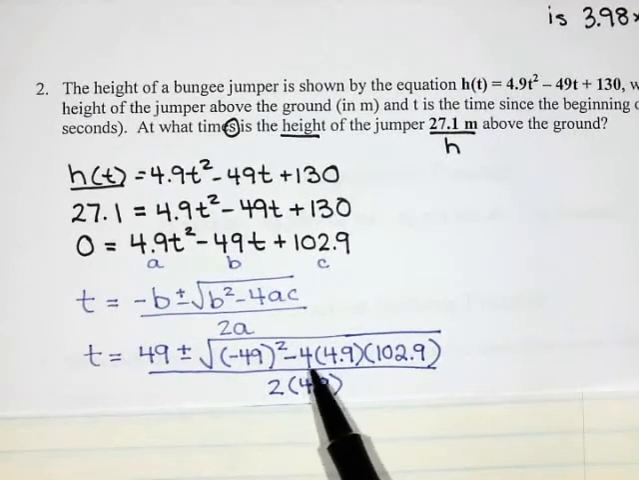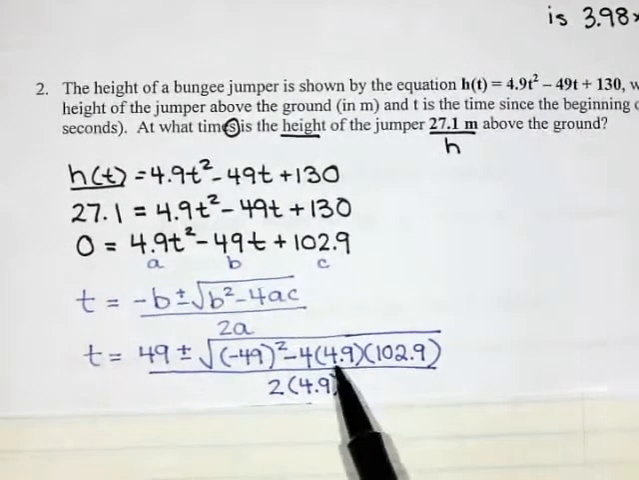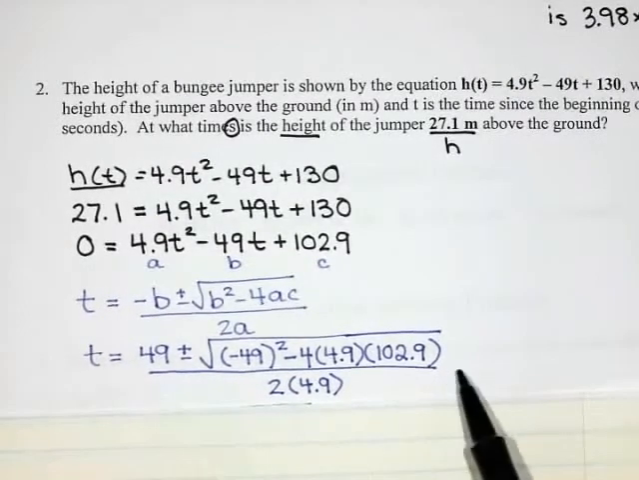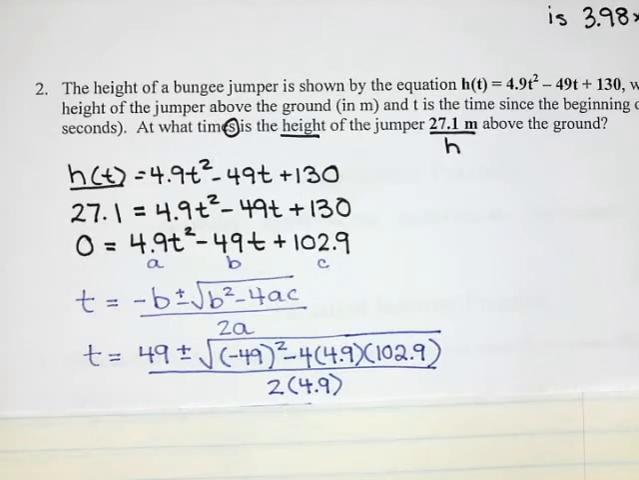Then I did minus 4 times a, which is 4.9, times c, which is 102.9, and then all divided by 2a, or 2 times 4.9.